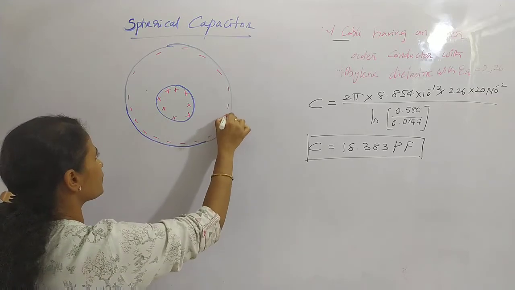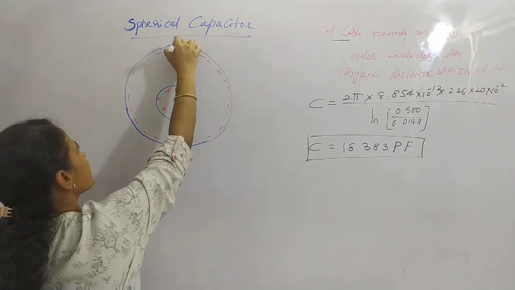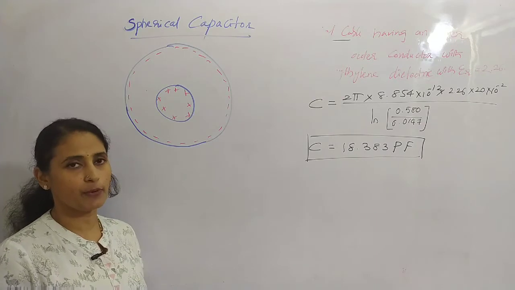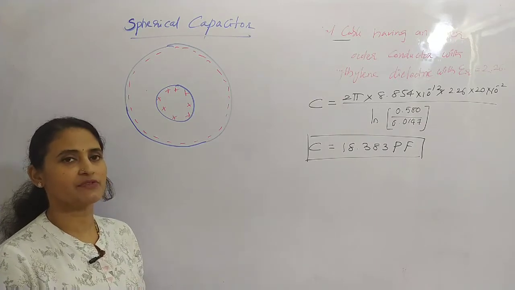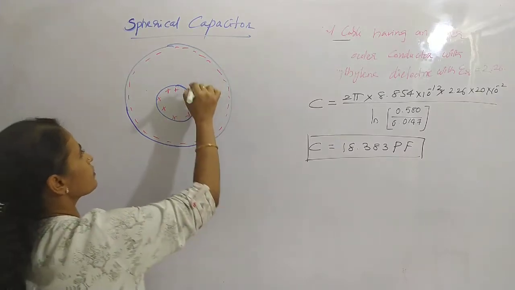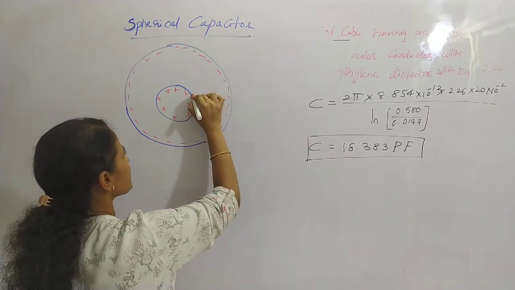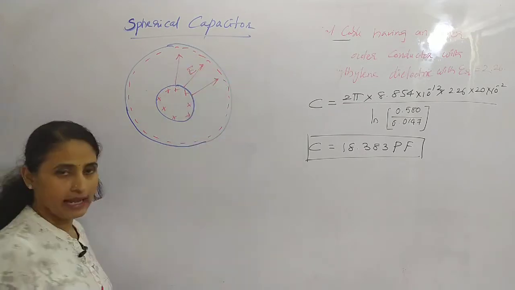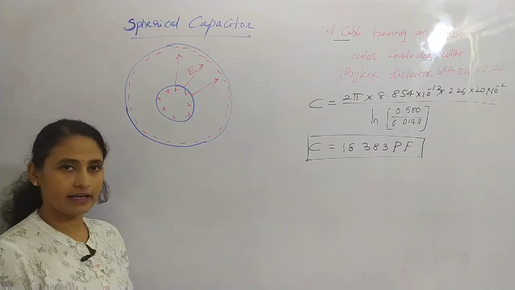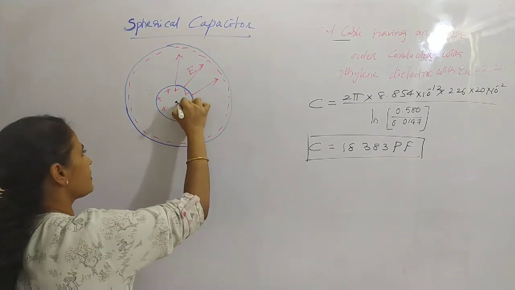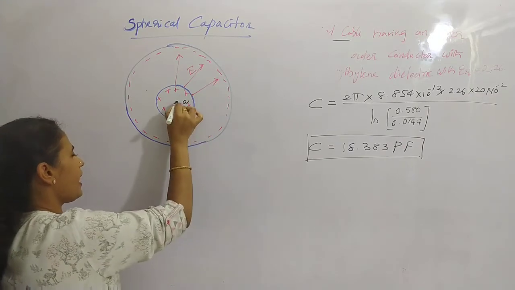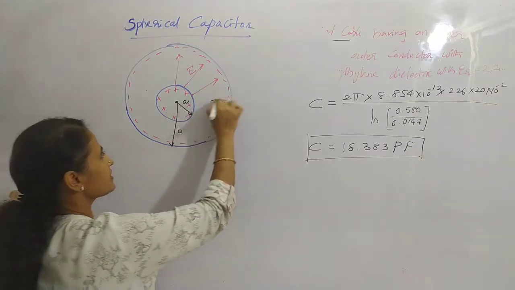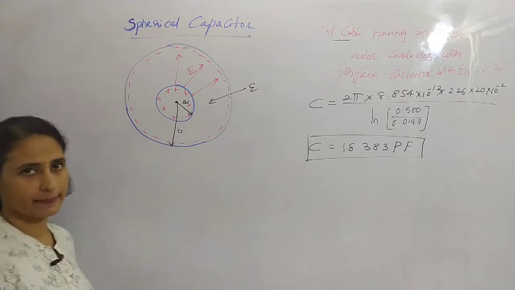Why did I mention the positive and negative charges? Only with this does the capacitance exist. There should be equal amounts of charges with opposite polarity, both closely placed with some medium. The direction of the electric field is from the positive charge to the negative charge. Let the inner conductor have radius A and the outer conductor have radius B. The medium between these two is a dielectric medium given by epsilon.